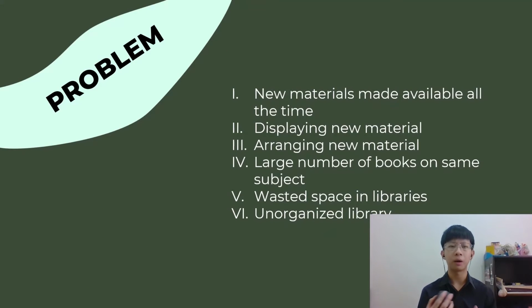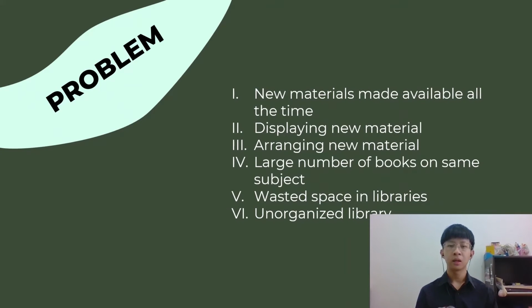Why there is a problem in the old system that made me and my group mates develop a new system for the library. In the old style library, there is always new material made available all the time. So the librarian always receives new books arriving at the library. And second, the old system has a problem of displaying the new material, which is when the librarian receives the new books, he or she faces a problem displaying the new books on the shelf.